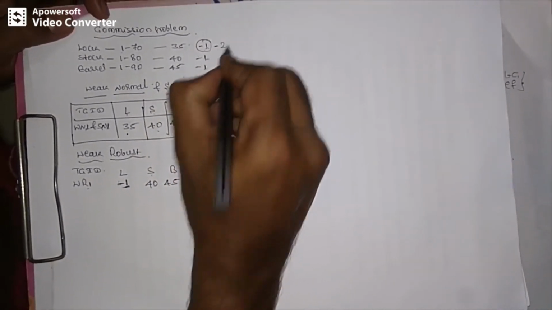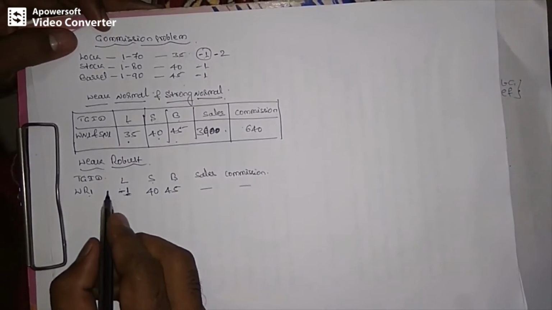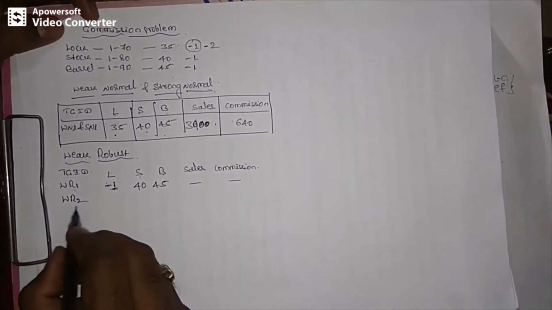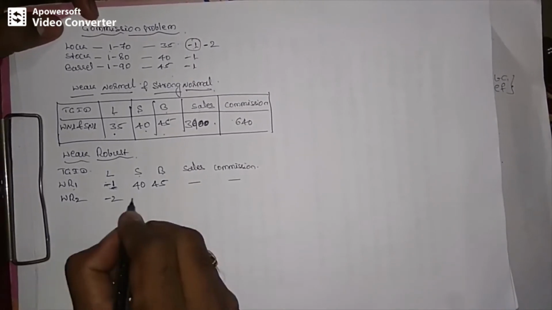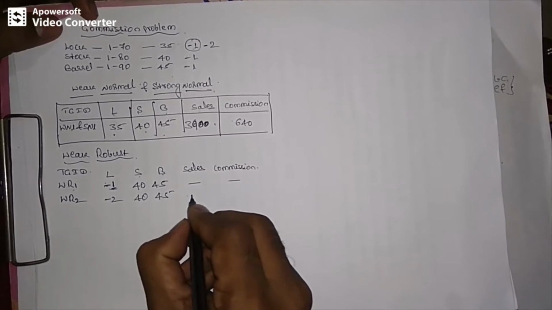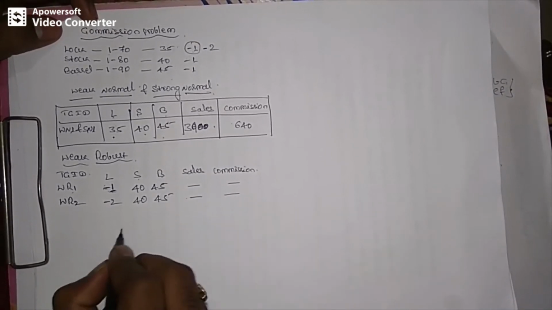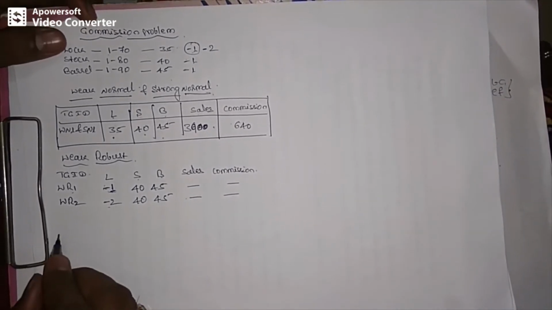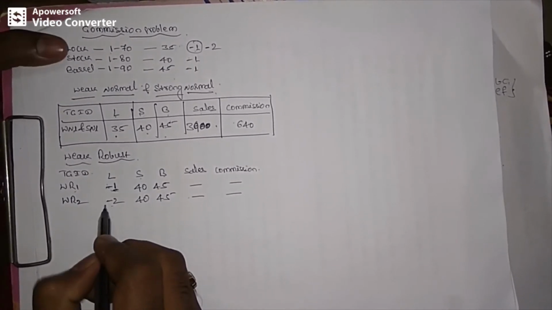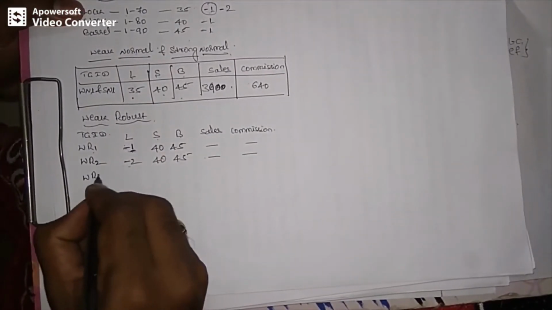Instead of minus 1, the lock invalid input value will be minus 2. Please remember. Now I'll write a second test case, considering minus 2. Here I won't generate any sales or commission. Why? Because this is minus 2, which indicates an invalid input value of lock. This is the single fault assumption.